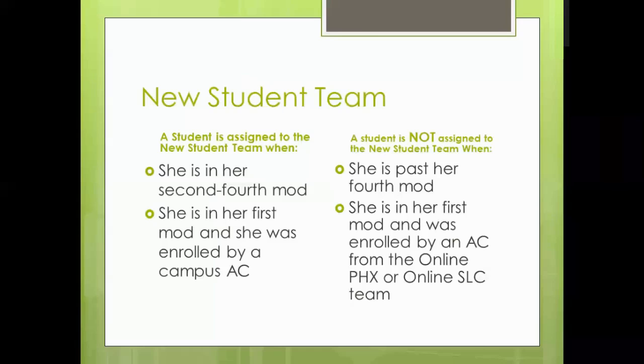And the New Student team will take care of those students through their fourth module. After the fourth module, they're no longer assigned to the New Student team. If you notice that a student is past their fourth module and they are trying to get in touch with their academic advisor, that is usually their associate dean. So please check Campus View to see who their associate dean is and send them there.